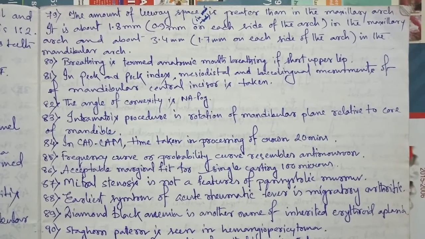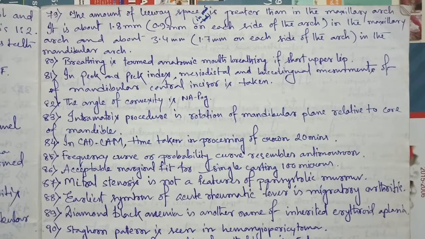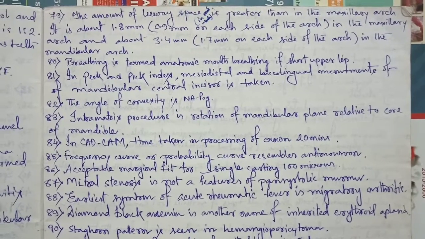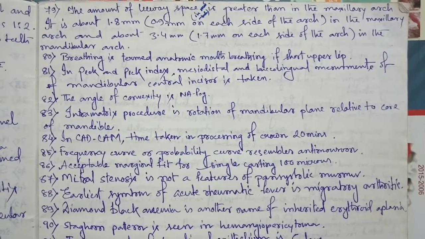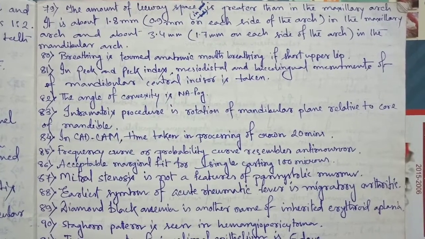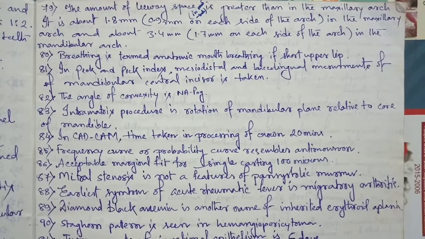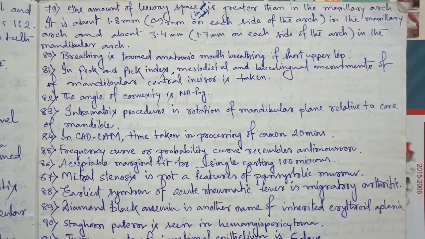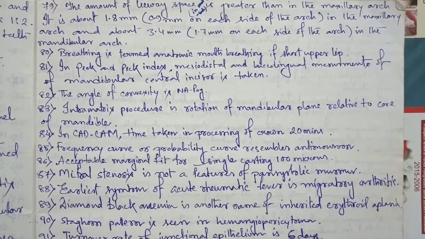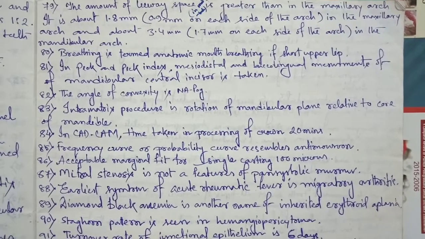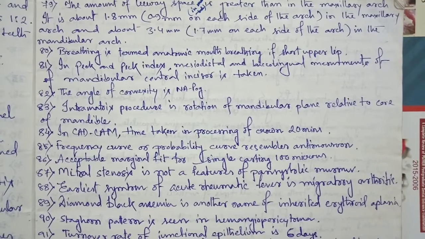Breathing is termed anatomic mouth breathing if there is a short upper lip. In Peck and Peck index, mesiodistal and buccolingual measurements of the mandibular central incisor are taken. The angle of convexity is NA-POG. Intramatrix procedure is a rotation of the mandibular plane relative to the core of the mandible.